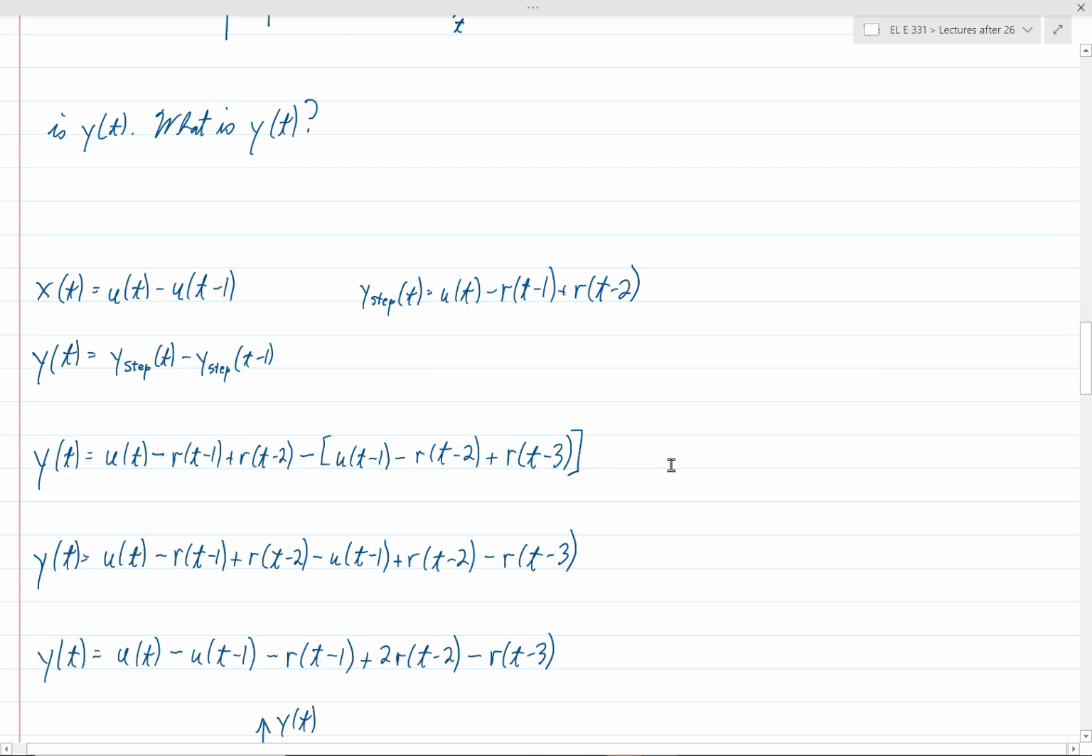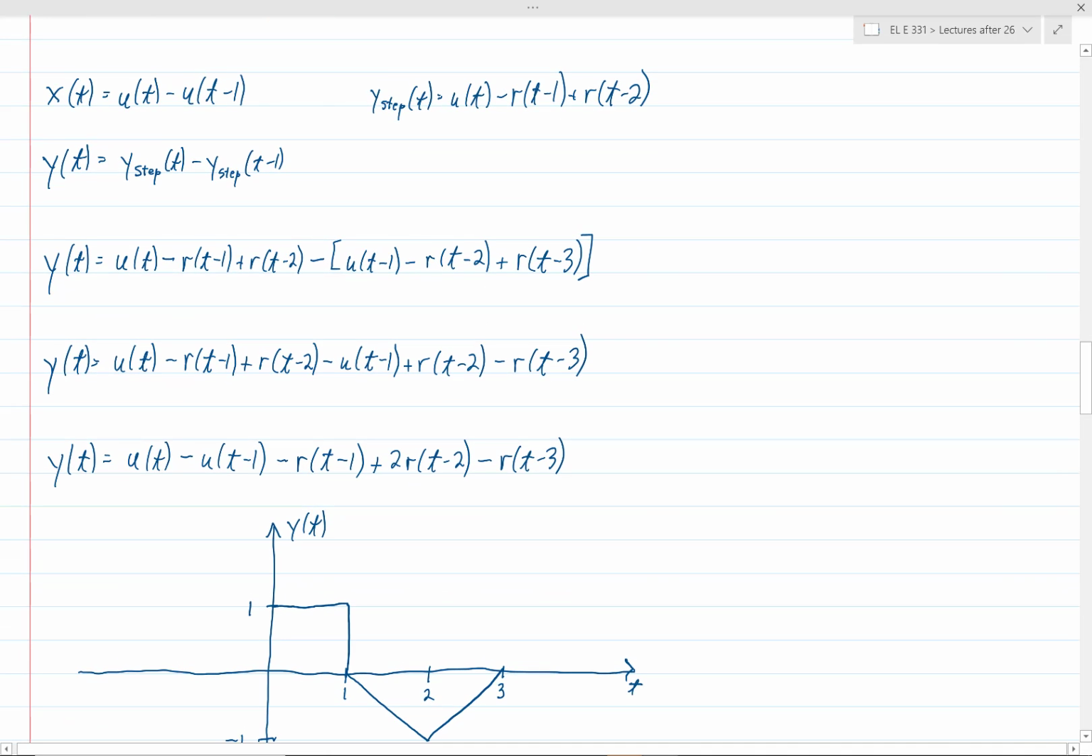And so then when I multiply through by this negative sign, this gives me u of t minus r of t minus 1 plus r of t minus 2 minus u of t minus 1 plus r of t minus 2 minus r of t minus 3. And then I'll write down the terms in the order in which they turn on.